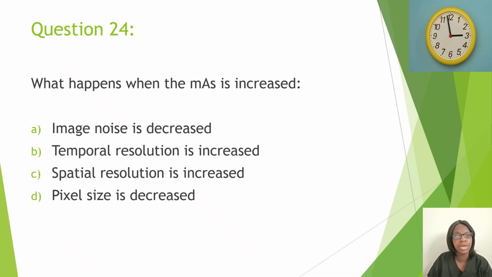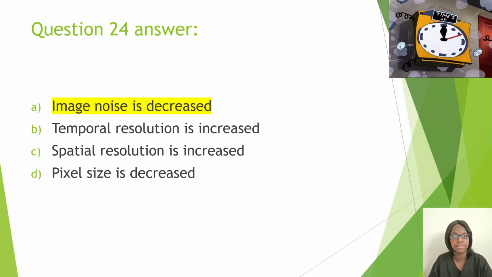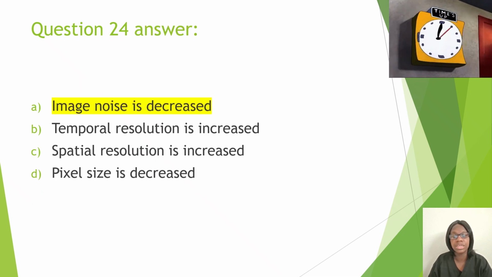Question 24. What happens when the mass is increased? Image noise is decreased, temporal resolution is increased, spatial resolution is increased, your pixel size is decreased. All right, the correct answer is your image noise will decrease.